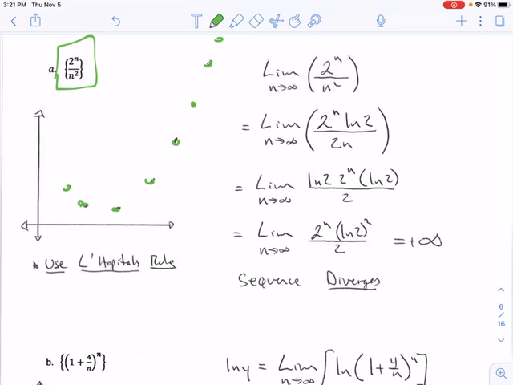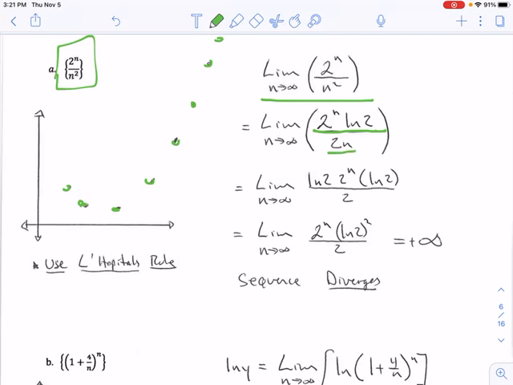So the limit as n approaches infinity of 2 to the n divided by n squared. Using L'Hopital's rule, the derivative of 2 to the n is 2 to the n times the log of the base, which is 2. And then, of course, the derivative of n squared is 2n.